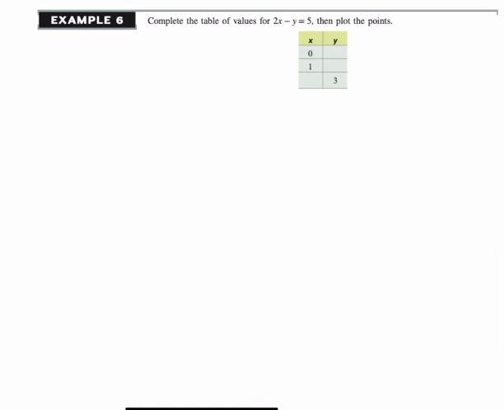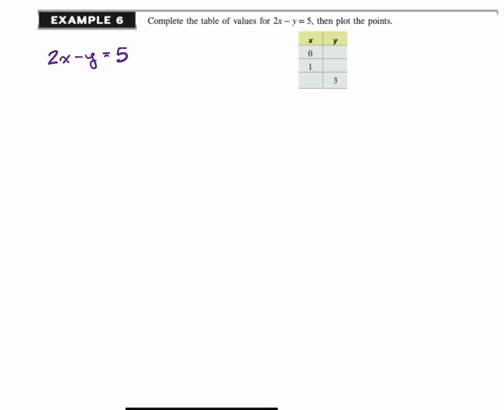So it wants us to complete a table like we've done before, but now let's plot the points after we build out our table. So let me write out the equation. We have 2x minus y equals 5. And we have a couple of x values and a y value. So let's finish our table and then plot the points.